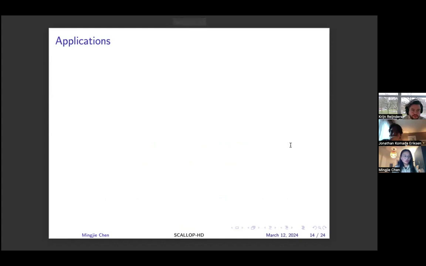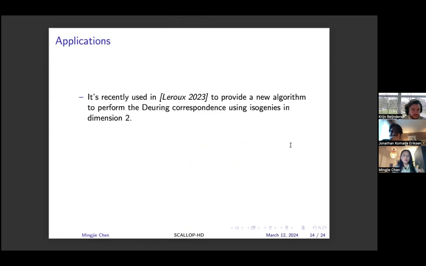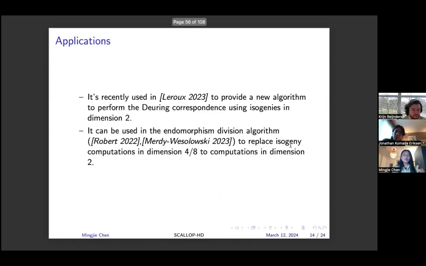For example, this 2D representation outside SCALLOP-HD can be applied in a recent paper by Leroux to provide a new algorithm to perform the Deuring correspondence using isogenies in dimension 2. And it can also be used in the recent endomorphism division algorithm, first appearing in Damien Robert's paper in 2022, and then generalized by Merz and Wesolowski in 2023, to replace the isogeny computations in dimension 4 or 8 with computations in dimension 2. Okay, that's the new representation for orientation and endomorphism.